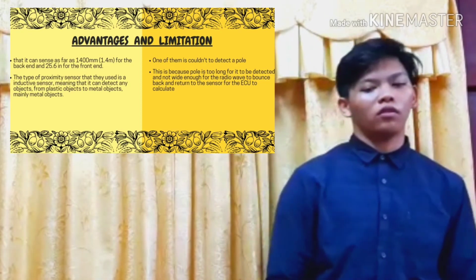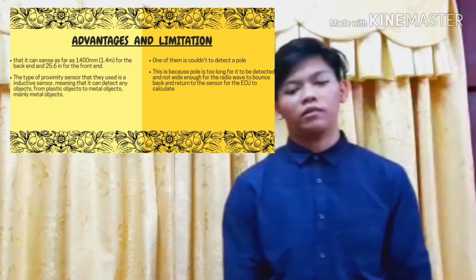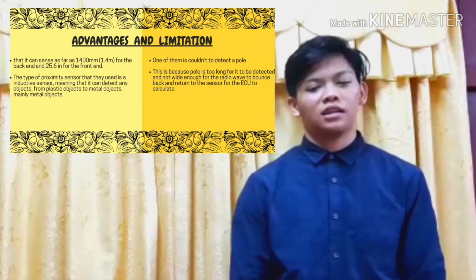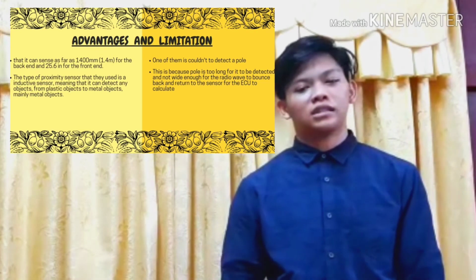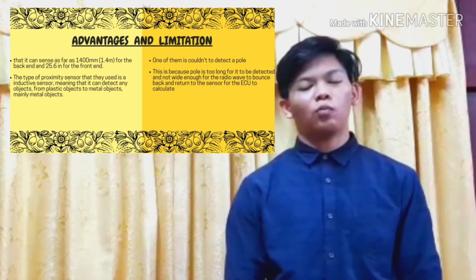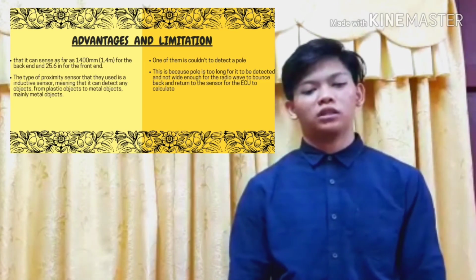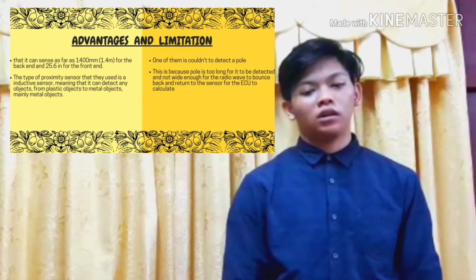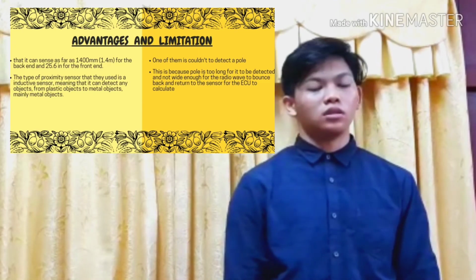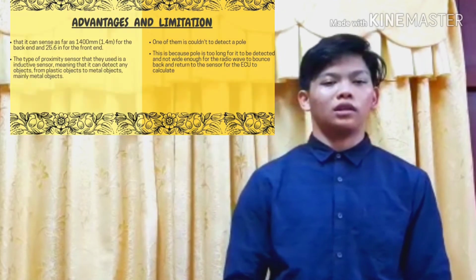Then for the limitation, first, this sensor cannot detect a pole. This is because the pole is too long for it to be detected and not wide enough for the radio wave to bounce back and return to the sensor for the ECU to calculate.